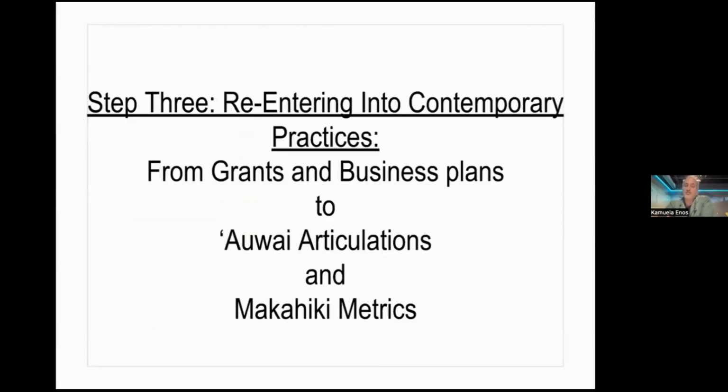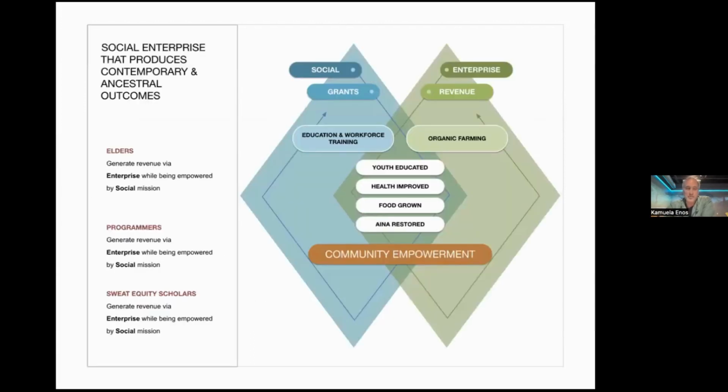The third part of this process is to then enter into contemporary practices. How do we use that indigenization framework in things like grants and business plans? I have two examples from my time in a community organization, and we've been using this a lot in the university as well. When I was at Mānoa Farms, for example, the two metrics we tracked on a daily basis were sales of product and GPAs of students.